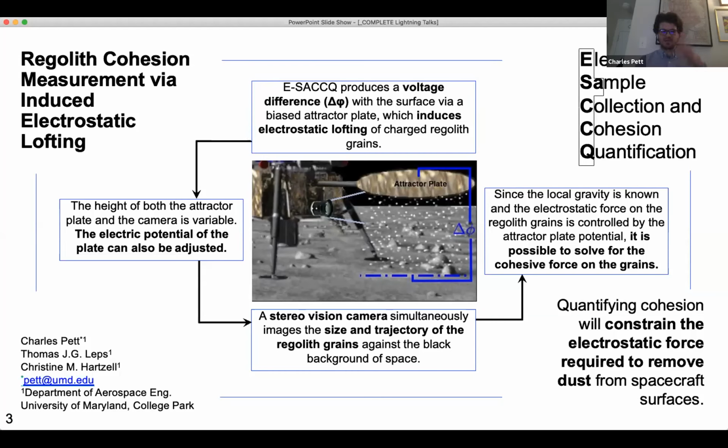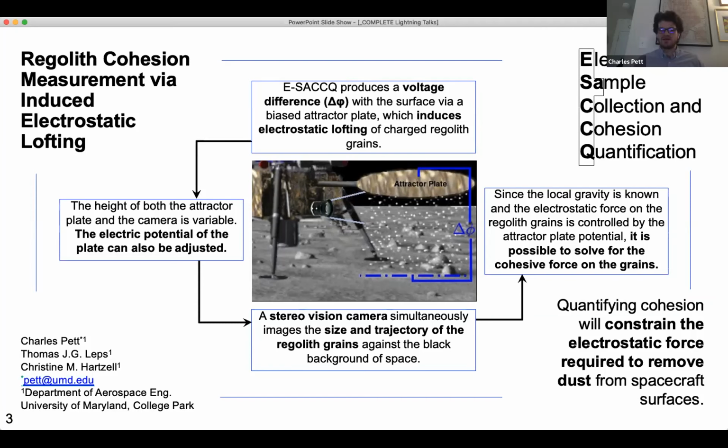And so we want to introduce the design of the Electrostatic Sample Collection and Cohesion Quantification system, or ESAC, as pictured in the middle. And how it works is a biased attractor plate produces a voltage difference with the surface, generating an electric field. And this electric field accelerates the charged regolith grains below toward the attractor plate. So the electric field strength can be tuned by adjusting the plate's height and electric potential.